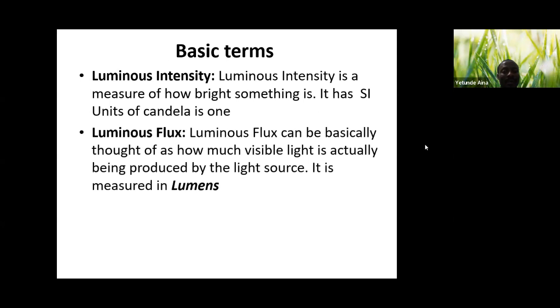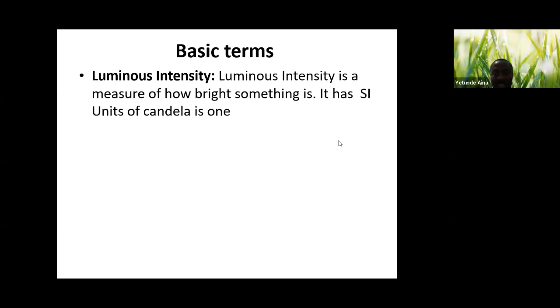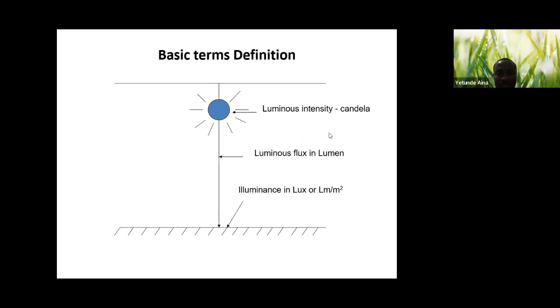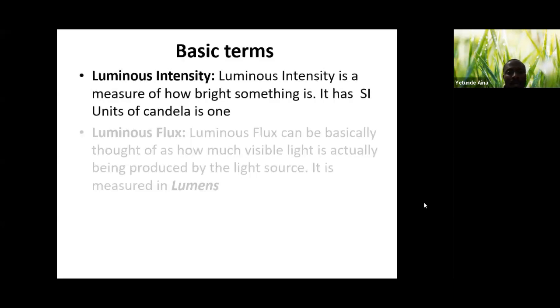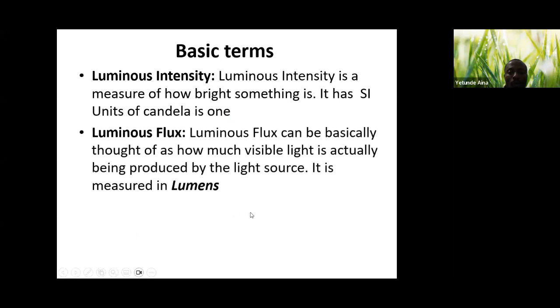Then let's take a look at the other one there, that is luminous flux. Now, when you look at luminous flux, luminous flux can be basically thought of as how much visible light is actually being produced by the light source. Now, in this case, the light source is this bulb that we have here, that is being installed to the roof of this building. How much of this light is being produced? That is what we call the luminous flux. And if you look at that, it is measured in lumen.